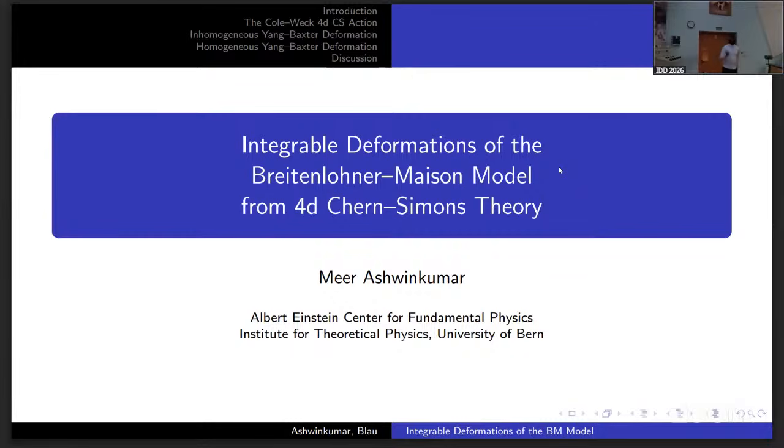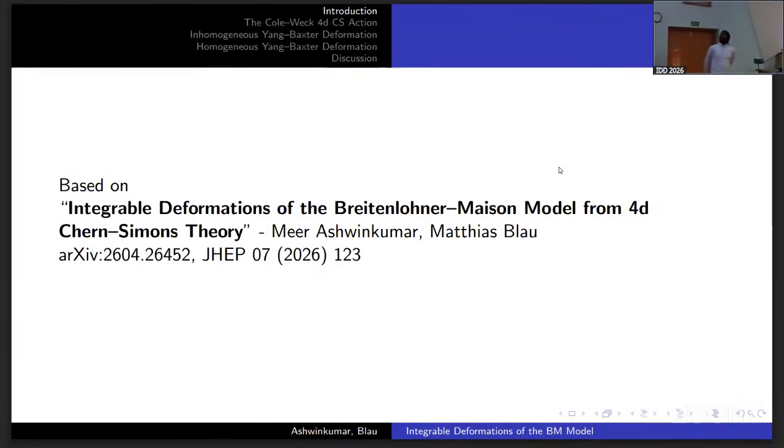So I'll describe integrable deformations of the Breitenlohner-Maison model from 4D Chern-Simons theory. And this is work in collaboration with Matthias Blau that you can find on the archive, and it was also recently published in JHEP.